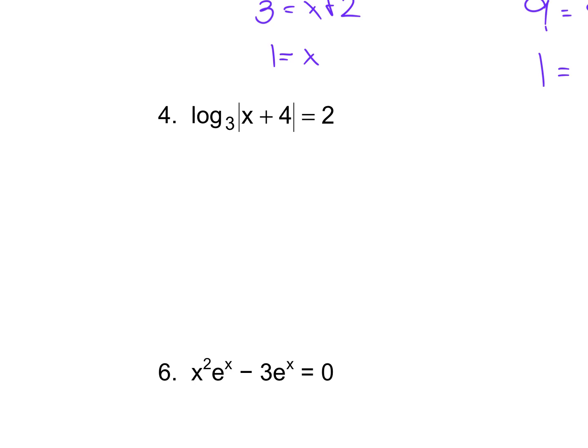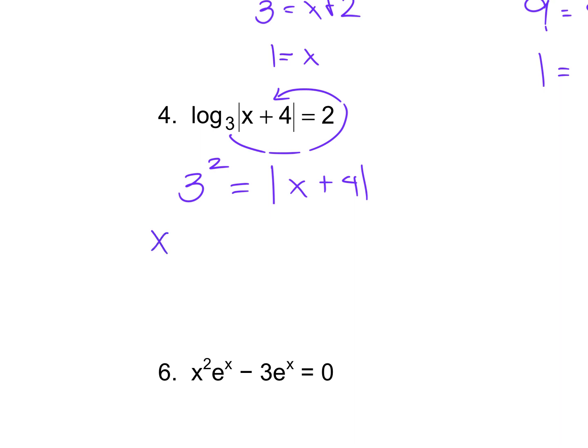Okay? So what do I do to start with since it's a log? You make it exponential. Exponential form goes like this. So that would be 3 to the second power equals what? Absolute value of x plus 4. How do you handle absolute values? Do 9 and then negative 9. You do 2 different answers, right?